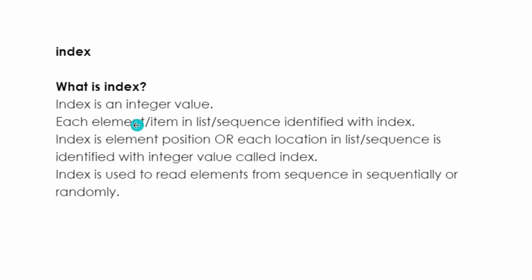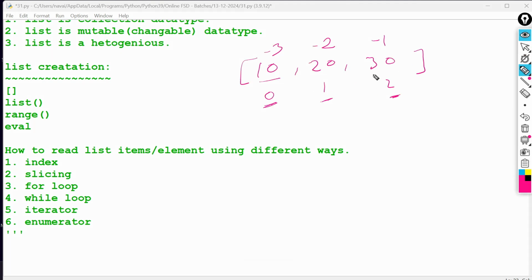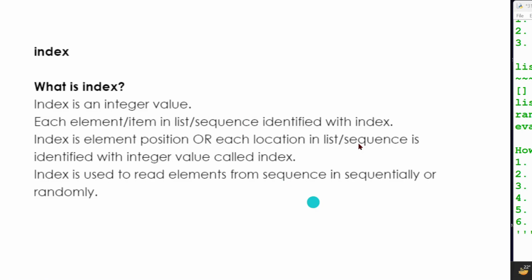Each element or item in a list or sequence is identified with an index. An index is the position or location of each element in a list or sequence, identified with an integer value. Index is used to read elements from a sequence, sequentially or randomly. If you want to access random elements, you can directly give the index value of the element. Otherwise you can access sequentially: first 10, 20, and then 30. Like that also you can do.